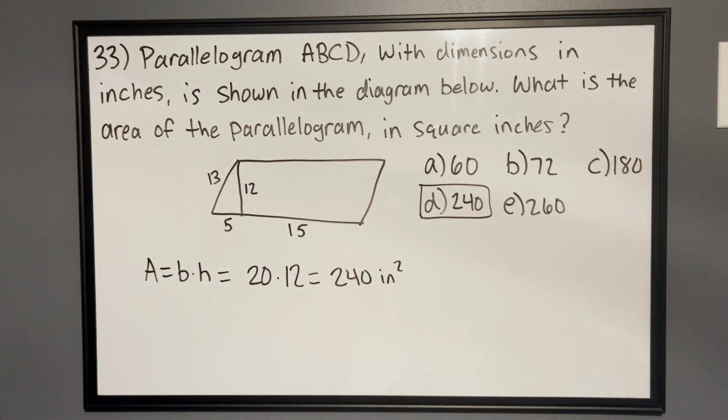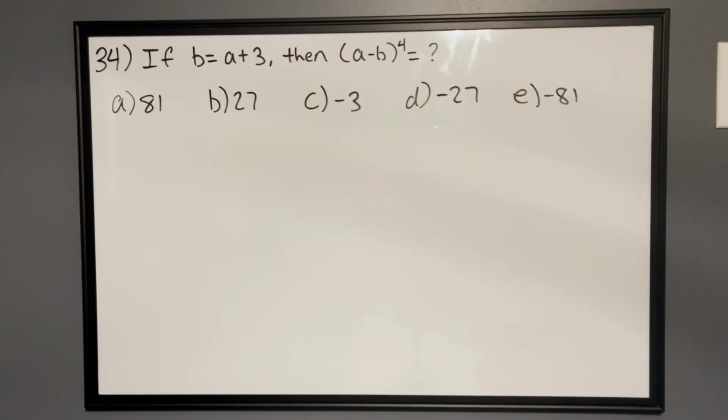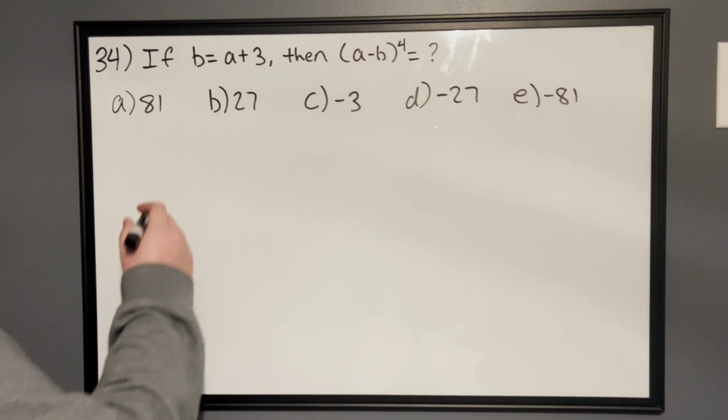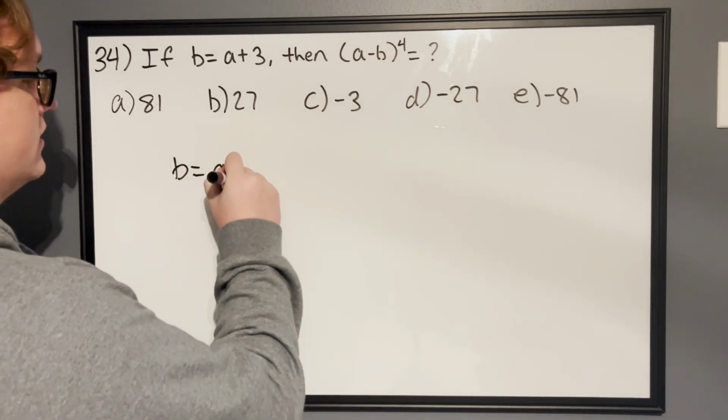So this question looks a lot harder than it is, but it's really just knowing that the formula of the area of a parallelogram is base times height, and then using the information you're given. That's it for number 33. Let's move on to 34. All right, so here we have question 34. It says, if b equals a plus 3, then the quantity a minus b, all to the fourth power, is equal to what? Well, we're given b equals a plus 3.